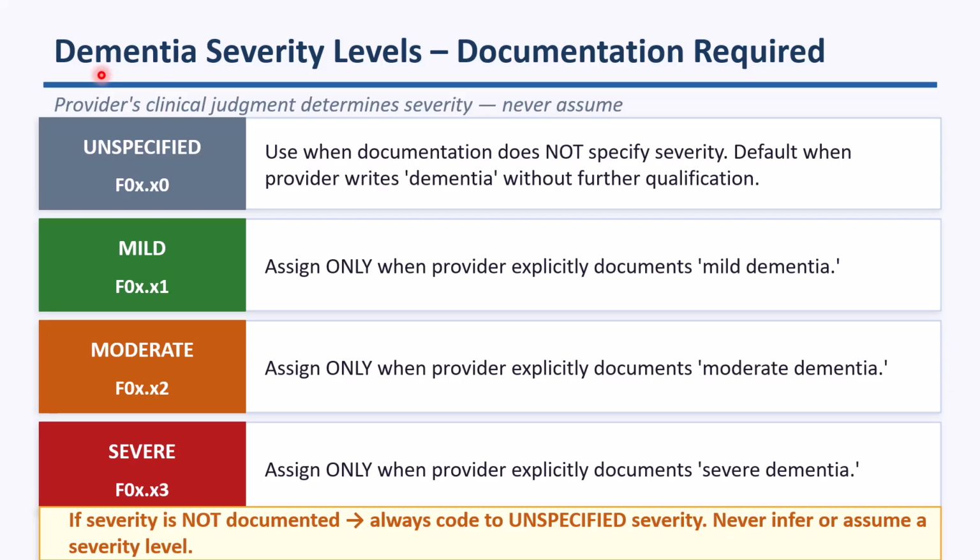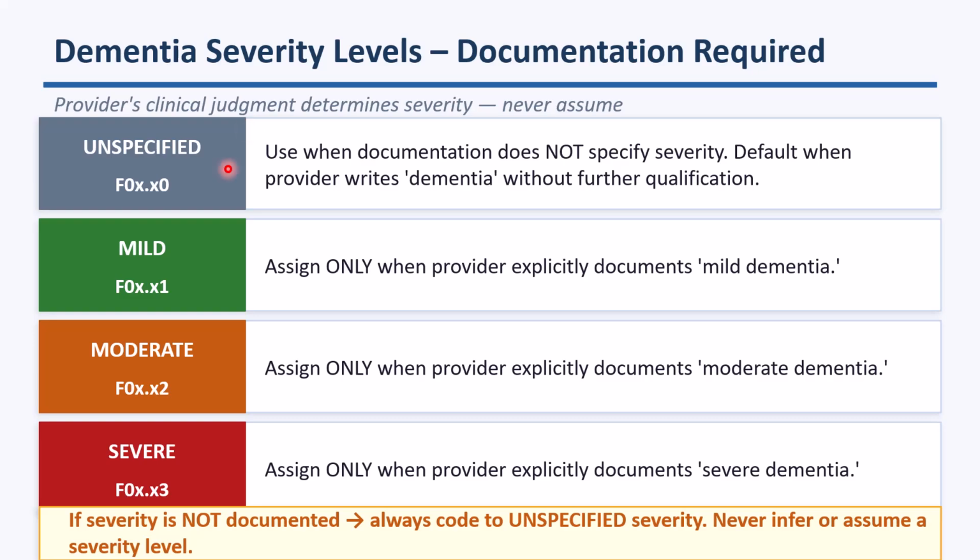ICD-10-CM has four options: unspecified, mild, moderate, and severe. Here's the rule, and it is absolute. The severity code is assigned only on the basis of provider documentation. The provider's clinical judgment determines this. You cannot infer it, you cannot assume it based on the labs or test scores, and you cannot upgrade or downgrade it on your own.